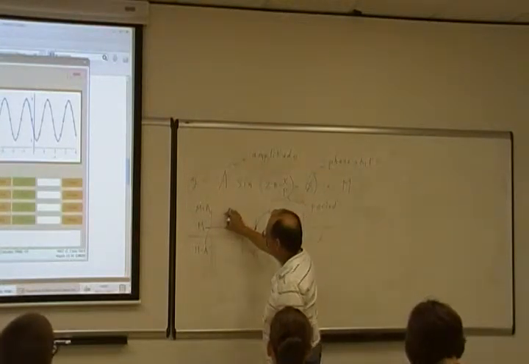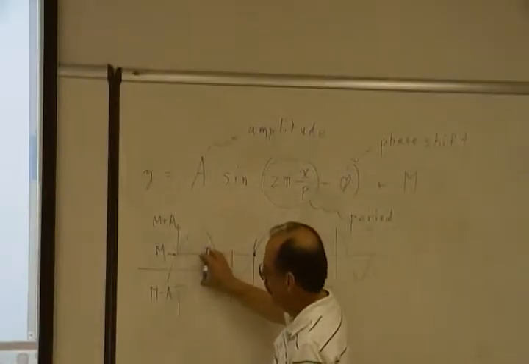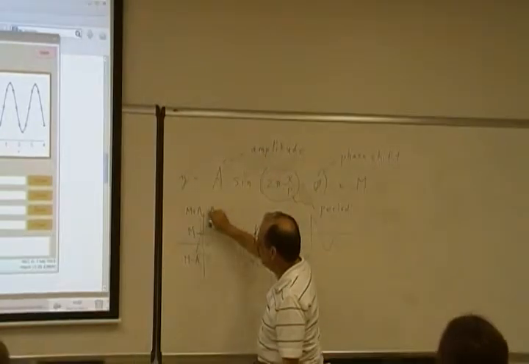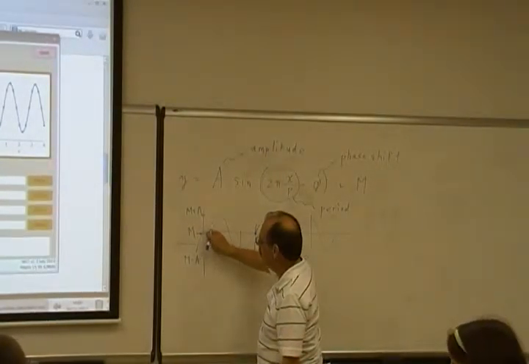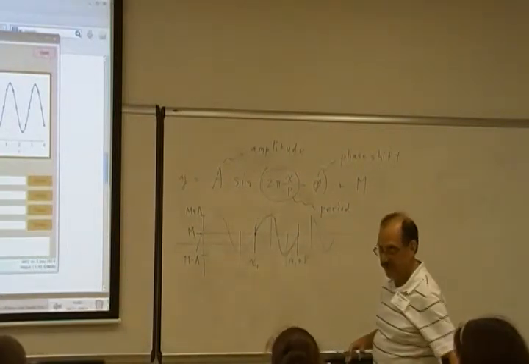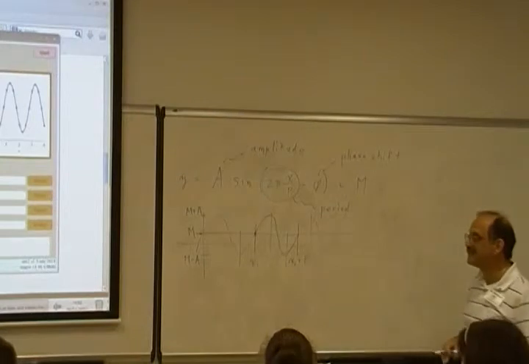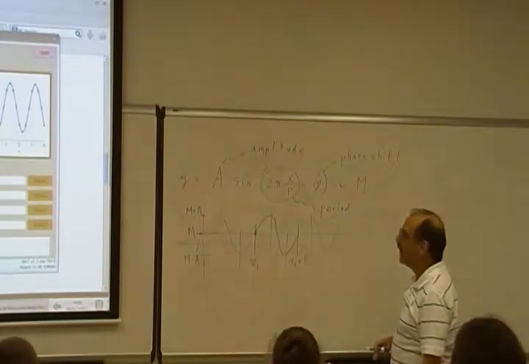Amplitude means the height from the middle to the top or the middle to the bottom. This whole thing is twice the amplitude. So the middle height up by A or down by A are the peak and the trough, and that distance is called the amplitude. How big of a wave it is.